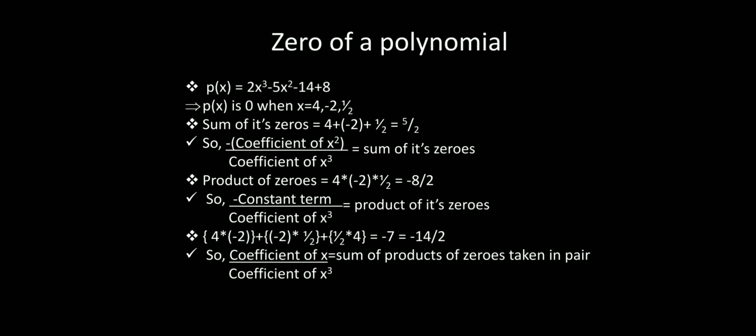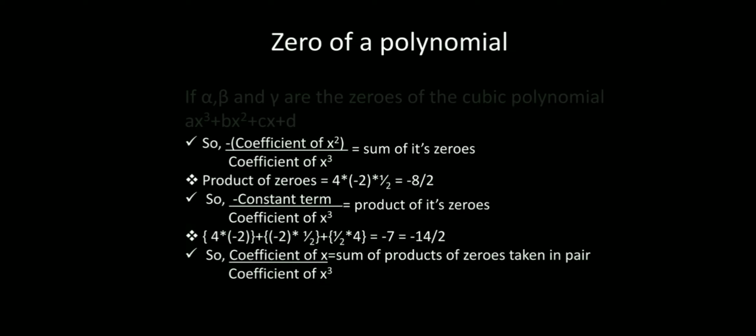Moving further, the product of the zeros, we got minus 8 by 2. 8 is the constant term and 2 is the coefficient of x cube. Now in the third one, what we did is we added up the product of the zeros taken in pairs. You will understand it when we see that alpha beta example, meaning the formula. So we got it as coefficient of x upon coefficient of x cube.